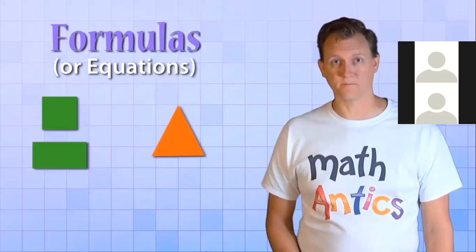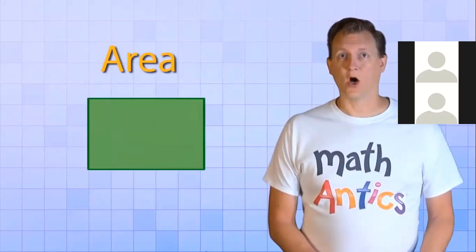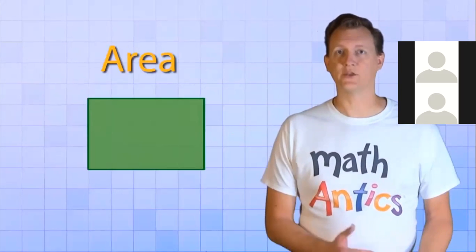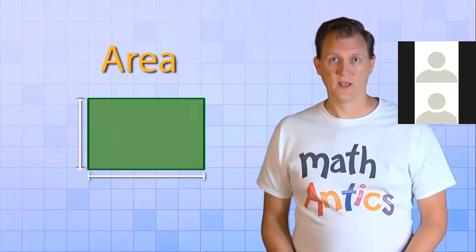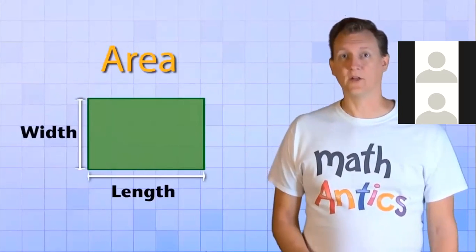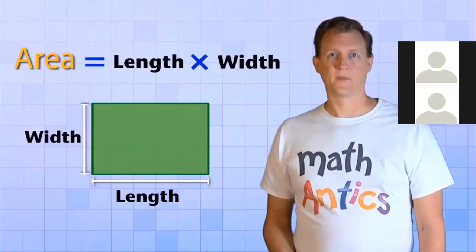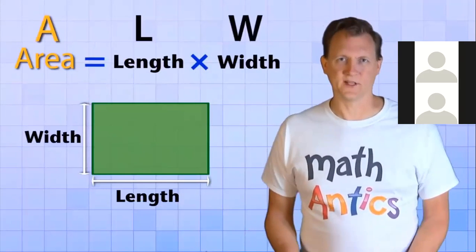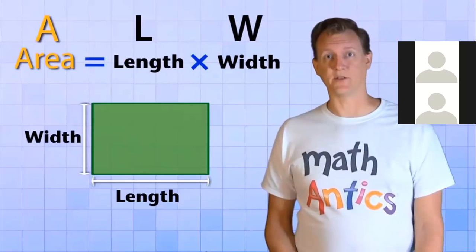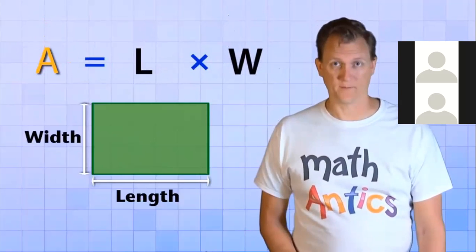Formula for triangles. To find the area of any square or rectangle, all we have to do is multiply its 2 side dimensions together. They're usually called the length and the width. So the formula looks like this. Area equals length times width. But it's often written with just the first letters of each word as abbreviations: A for area, L for length, and W for width.